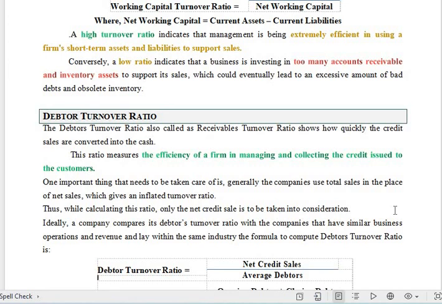Average debtors or average account receivable we can calculate using the formula: average debtors and average bills receivable. What is average debtors? Opening debtors of the business plus closing debtors of the business, divided by 2, gives the average debtors. Similarly, average bills receivable is opening bills receivable plus closing bills receivable divided by 2. That gives your average account receivable.